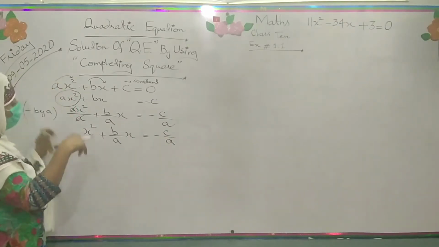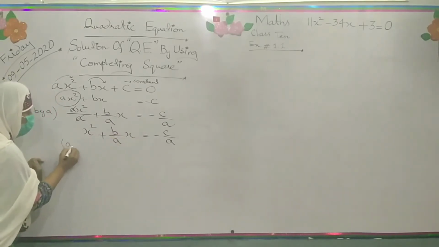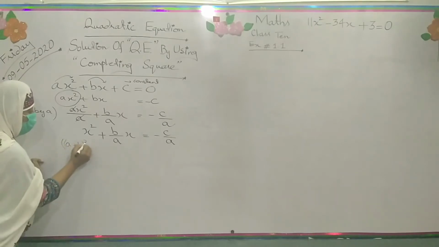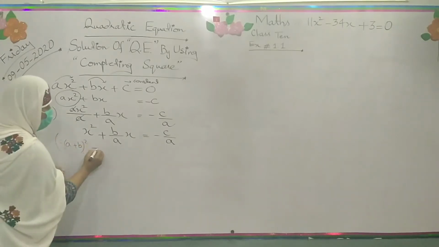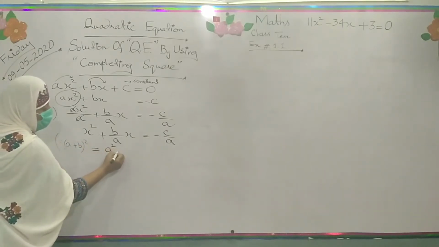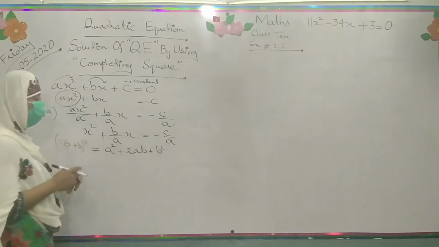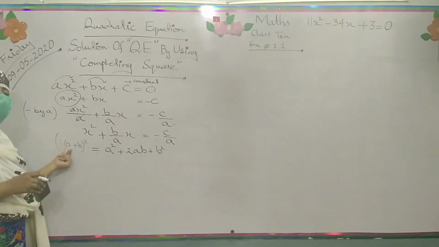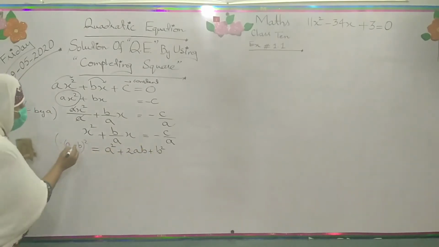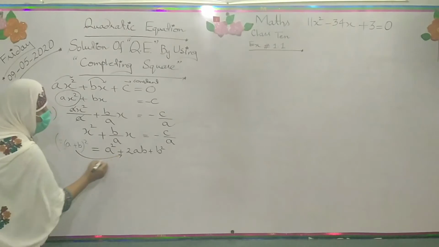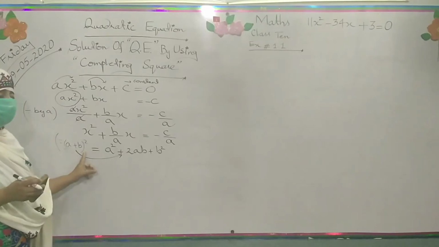Now, students, I will complete this square. I will make it of the form a plus b whole square. And you know what a plus b whole square is? This identity is equal to a square plus 2ab plus b square. It means square of the first value plus square of the second value, plus, with the sign which is here, 2 times the product of both factors.